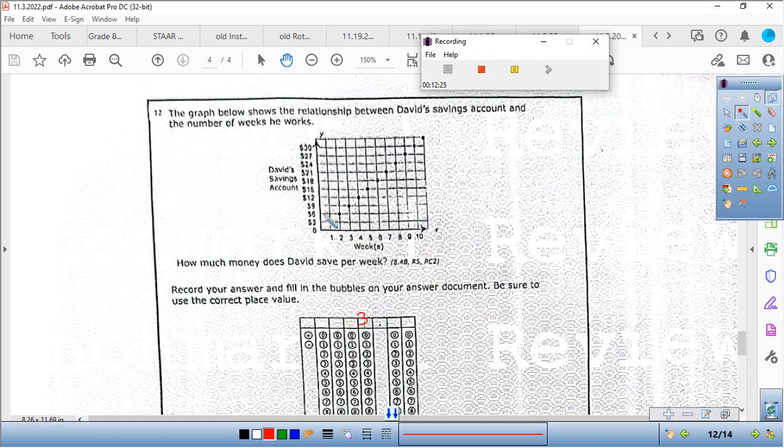Now, if you trust yourself, look, what's my rise? From here to here, it's 3. What's my run? 1. So remember, slope is known as your rise over your run, which is 3 over 1, which is just 3.